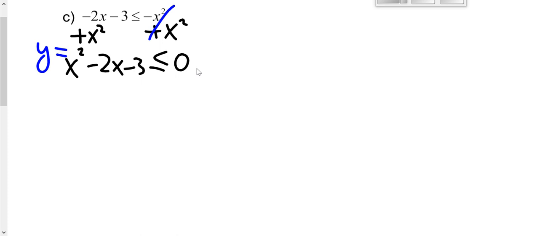Alright, so first step, of course, we need to find the critical numbers. Now we have this, and the coefficient is 1 for x squared, so that would be easy for us to do the factoring like this.